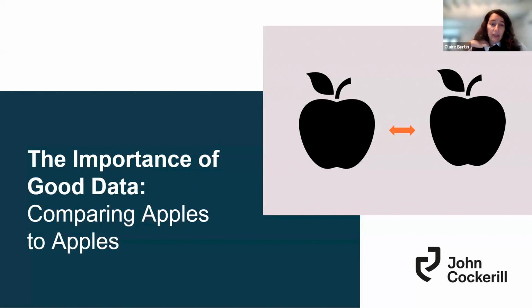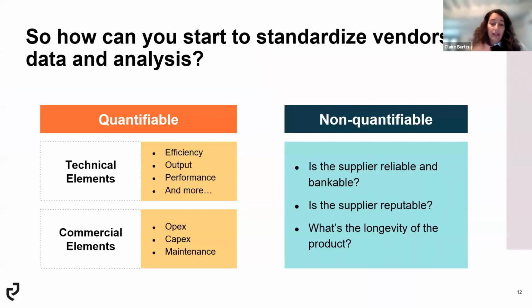So for that, you will need to start standardizing the vendor's data and analysis. And for that, there are also two buckets. One is quantifiable elements, which are technical elements like efficiency, and commercial elements like CapEx, OpEx, which are basically numbers, and this is easier to manipulate, I would say.